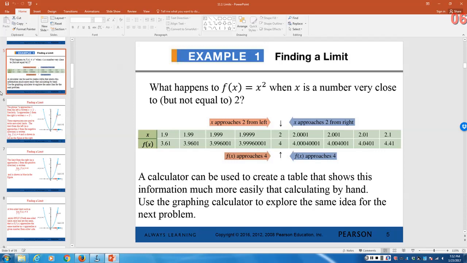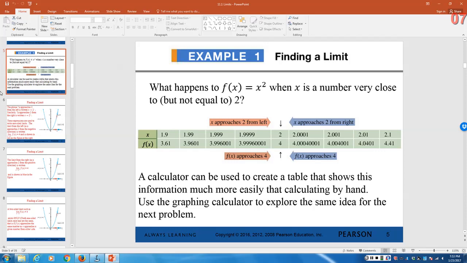So for example, we have a function f of x equals x squared. What we want to do is investigate what happens to f of x, not to x itself, but what happens to f of x and its rate of change as x becomes very, very close to, but is not allowed to be equal to, 2. Okay?